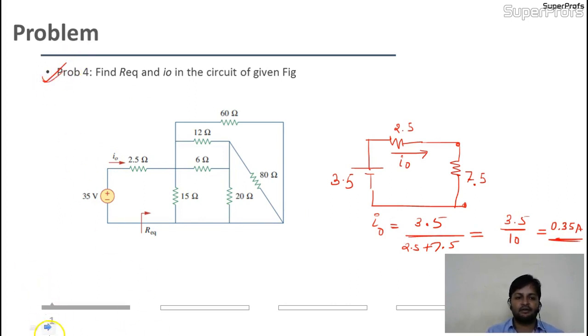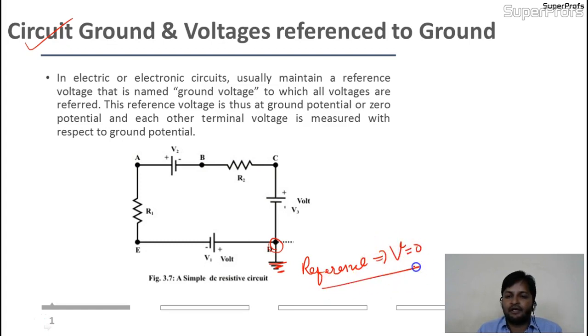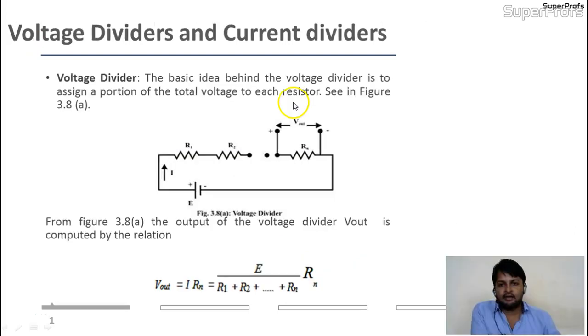Fine. Now we already discussed the circuit ground and voltage reference to ground. While applying node analysis, we assume that one voltage will be a reference node. Reference node means the voltage of that particular node will be zero. And why are we taking this reference node into consideration? Because any measurement of current or voltage in the circuit will be with reference to the reference node only.